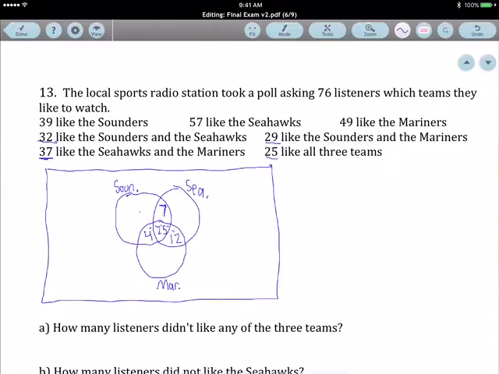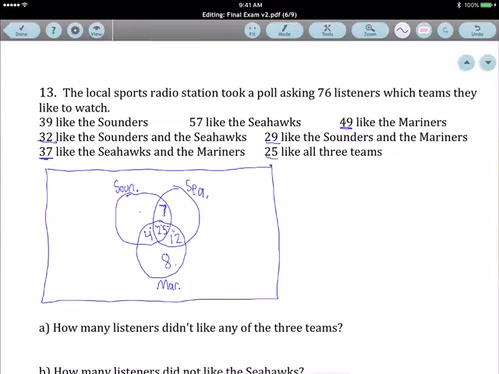So now, when it says 49 like the Mariners, what do we do to figure out what goes in this bottom section there? 49 minus 4 minus 25 minus 12. Right, 49 minus the 3 numbers we've already got in the Mariners circle. Minus 4, minus 25, minus 12, and we get 8.